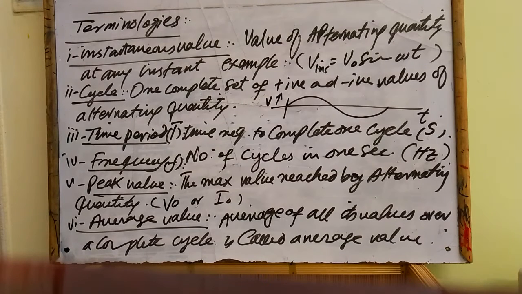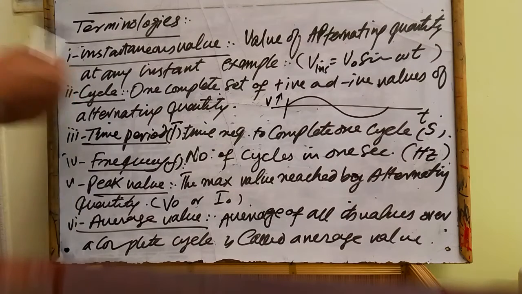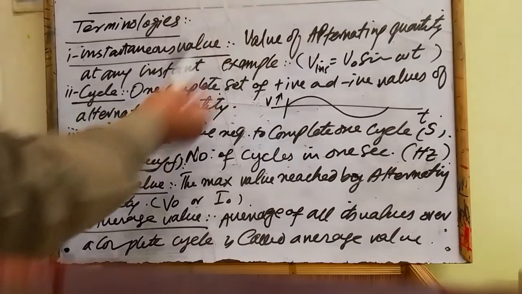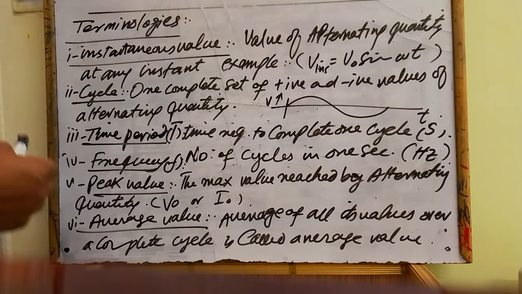Moving further, we have some terminologies related to alternating current circuits, in which the first one is instantaneous value. Instantaneous, like in Urdu we can say lamhati, for a short interval of time. The value of the alternating quantity at any instant is called an instantaneous value.